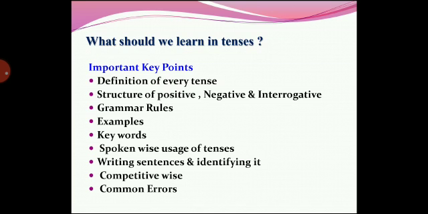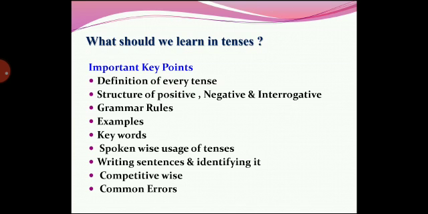So, the grammar rule in the simple present tense. What is the grammar rule, particularly in this simple present tense? For the third person singular, we should use s, es, or ies. The sentence may be positive, negative, or interrogative. The same rule should be applicable without fail.